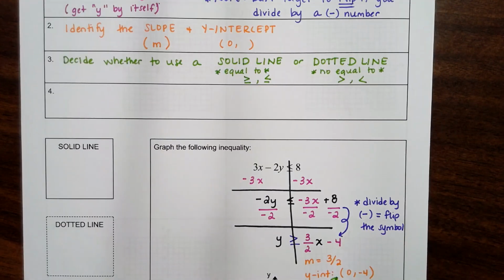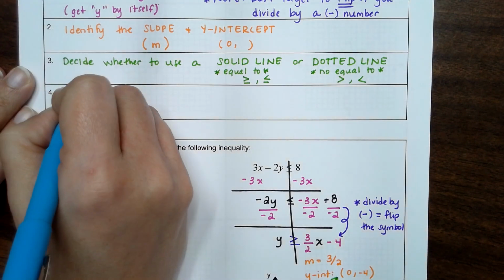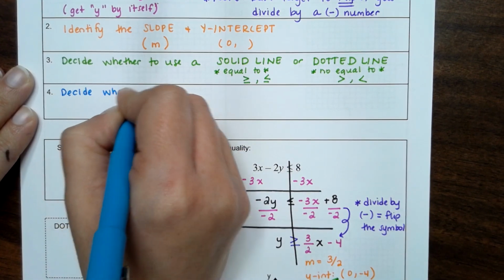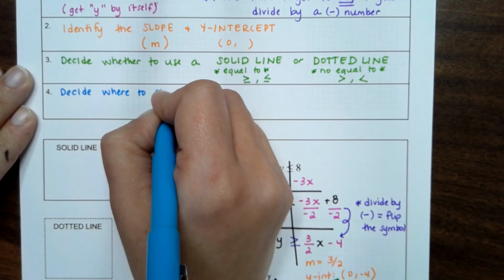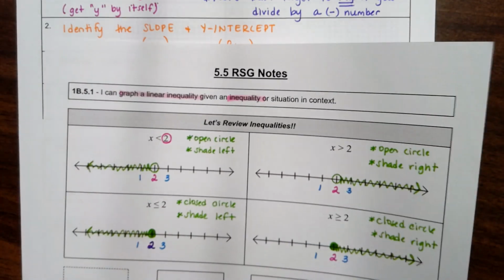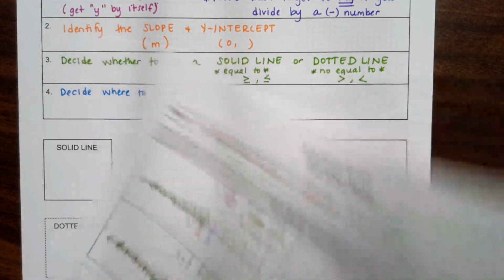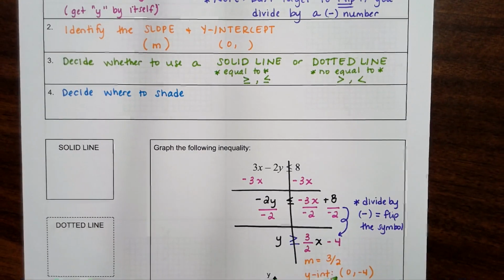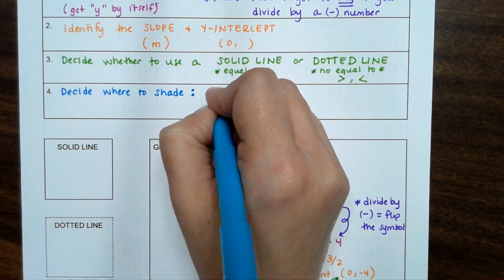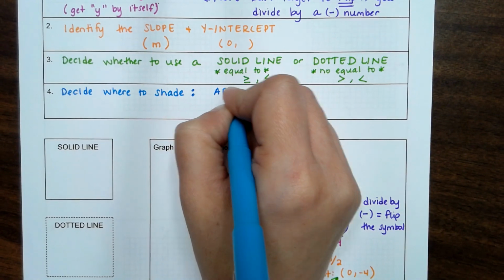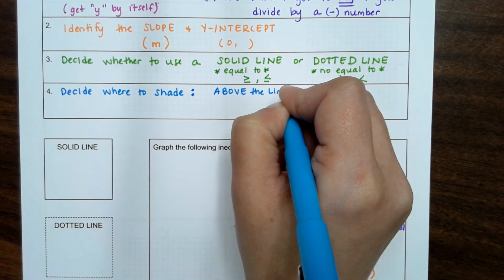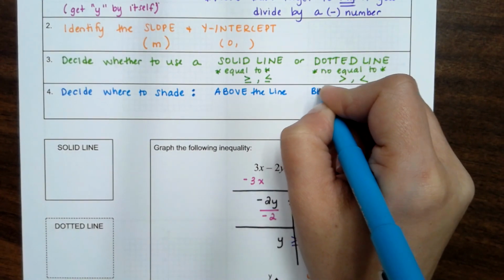Last but not least, we're going to decide where to shade. So just like on our number line where we shaded either to the left or to the right, we're going to be shading on this graph, but we're not going to choose between left or right anymore. We're going to be choosing between shading above the line or shading below the line.